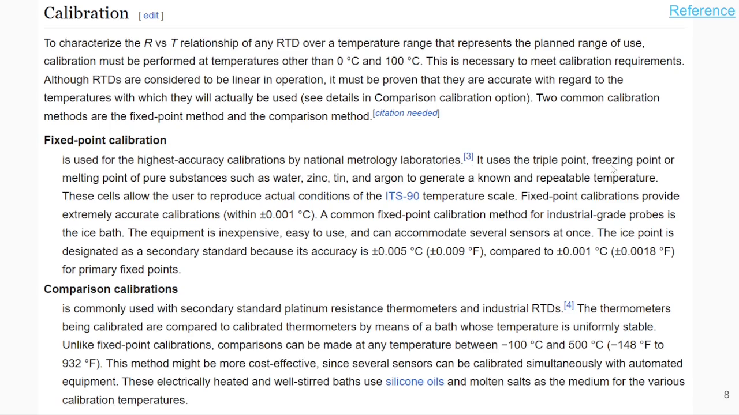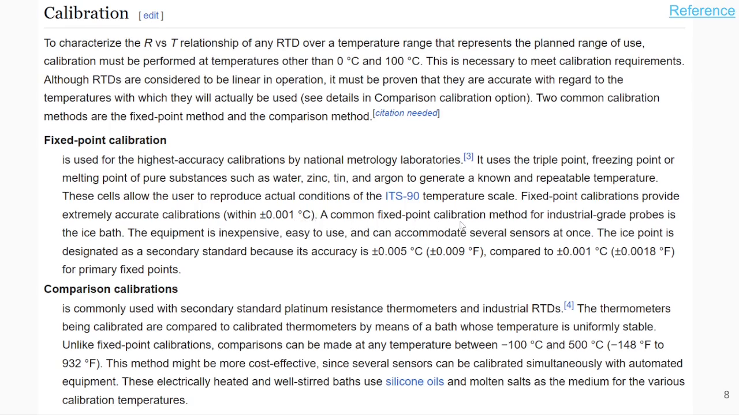It uses a triple point, freezing point, or melting point of pure substances such as water, zinc, tin, argon to generate a known and repeatable temperature. So very important terms: known and repeatability. These cells allow the user to reproduce actual conditions of the ITS-90 temperature scale. Fixed point calibrations provide extremely accurate calibration. So the important thing here is within plus minus 0.001 degrees Celsius.